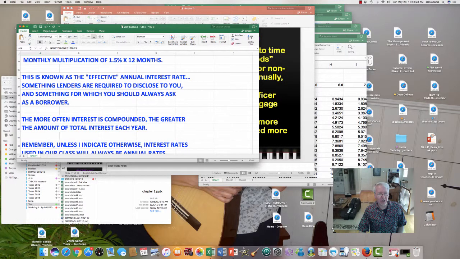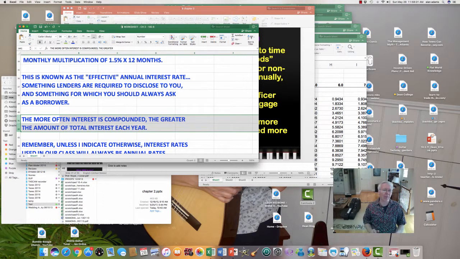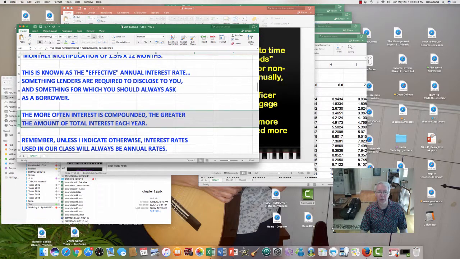Okay? So as I indicate here, the more often that interest is compounded, the greater the amount of total interest each year.